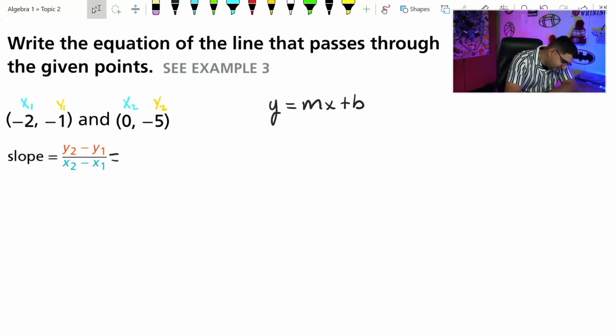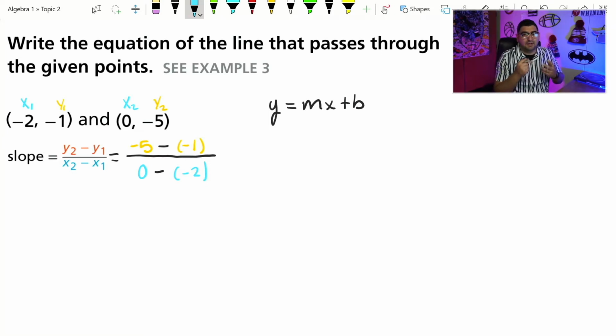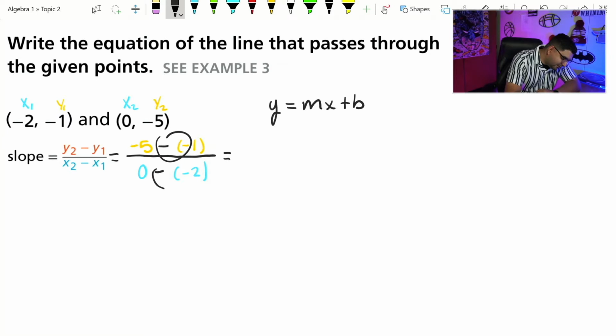Let's plug our values in. y2, which we already discussed, is -5, minus y1, which in this case is -1. All of that above x2, which is 0, minus x1, which in this case would be -2. The only reason I put them in parentheses is because I have two negatives next to each other, and I see this on the top and on the bottom.